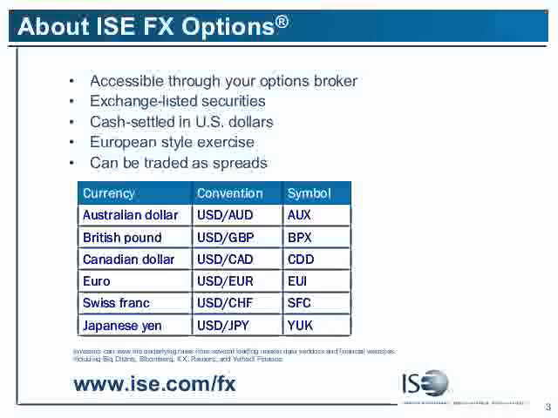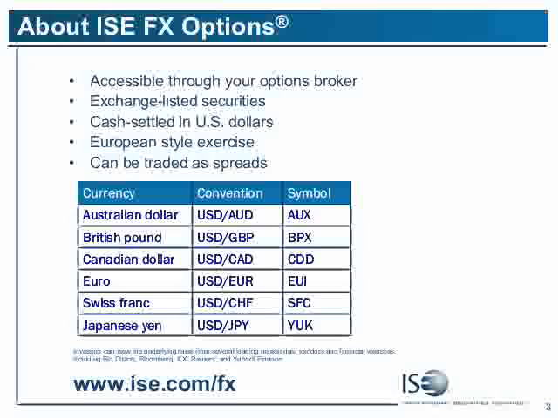A little bit about the ISE FX options. They're accessible through your options broker. They're exchange-listed securities, cash-settled in U.S. dollars, with European-style exercise. They can be traded as spreads. And we have 6 majors. The Australian dollar would be the one that's been, at least recently, the most volatile, and that symbol is AUX. All the pairs are U.S. dollar relative. So if you're looking at the U.S. dollar and what it is really worth relative to another currency, the U.S. dollar is the base currency.